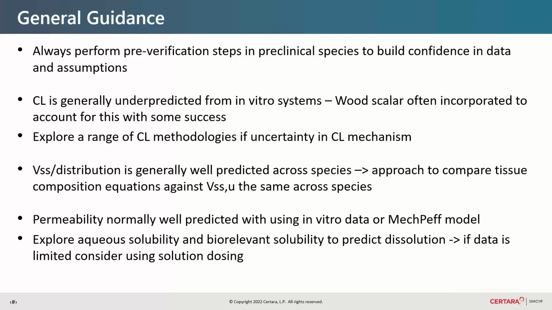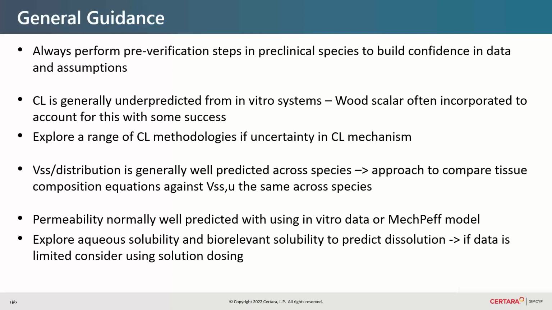So just some general guidance. Generally, when we're doing the consultancy type projects, we do pre-verification in preclinical species to build confidence in the data we have and the assumptions we're making, and then to make similar assumptions in human. As I mentioned, clearance can be underpredicted from in vitro systems, so correcting for that is necessary, and that's generally the approach that we take.